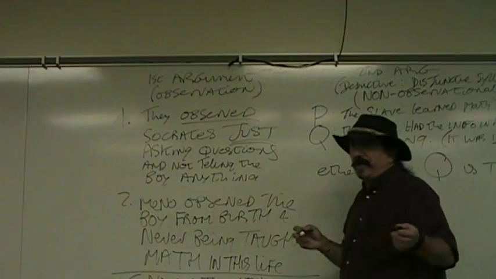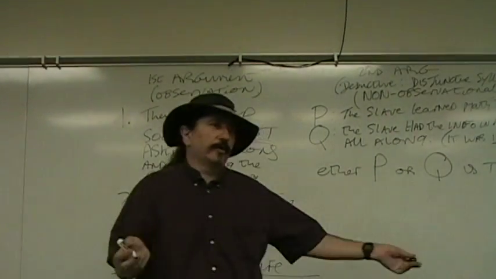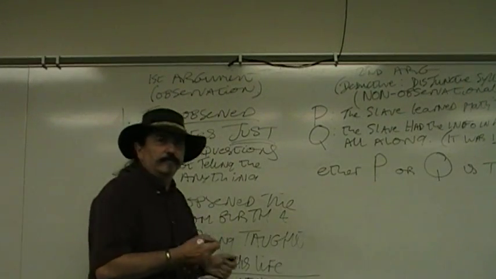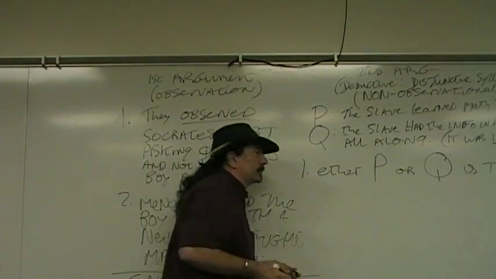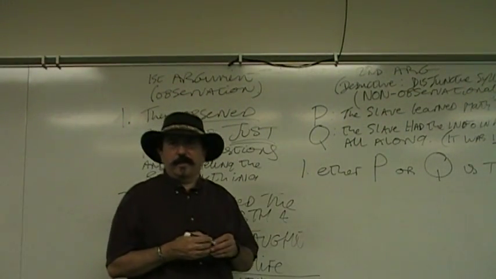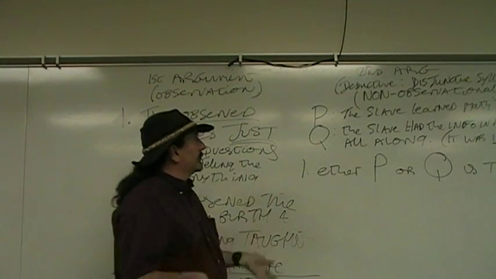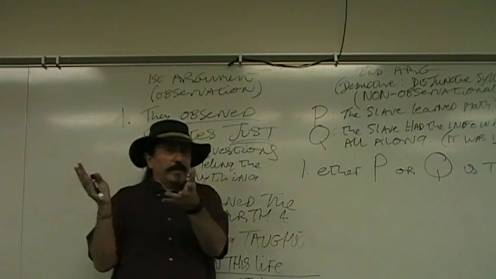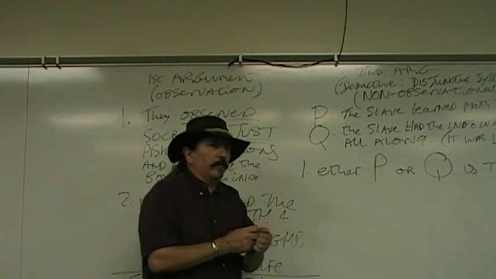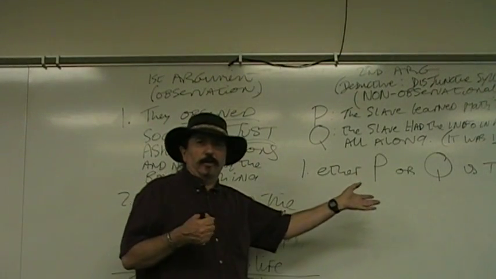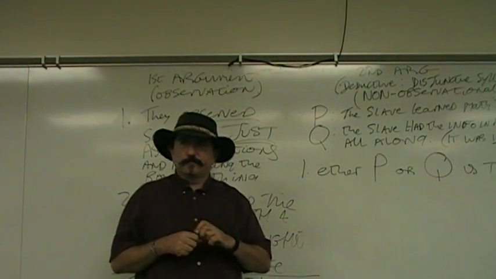First, either P or Q is true, or both. That is, at least one of P or Q is true. That's what Socrates says in the dialogue: either the slave learned how to solve the square doubling problem while he was alive, or he had the information in his soul all along.